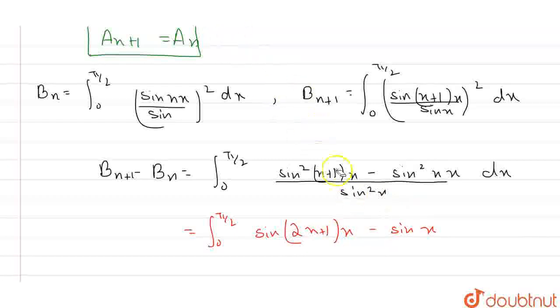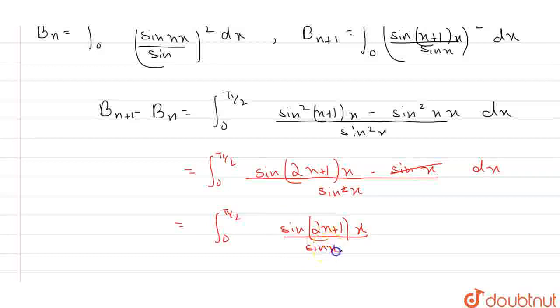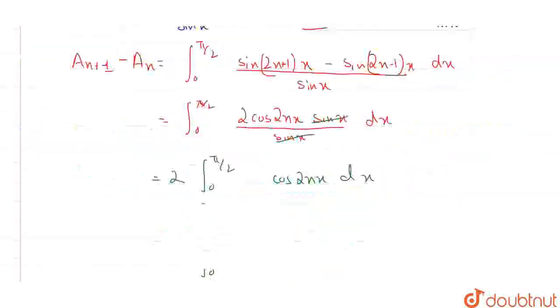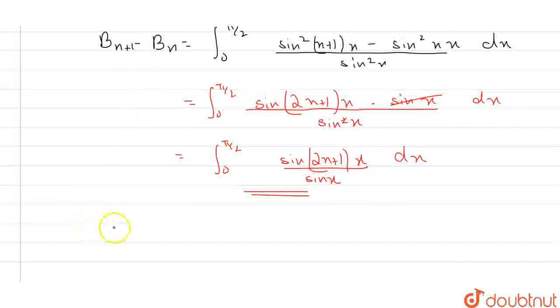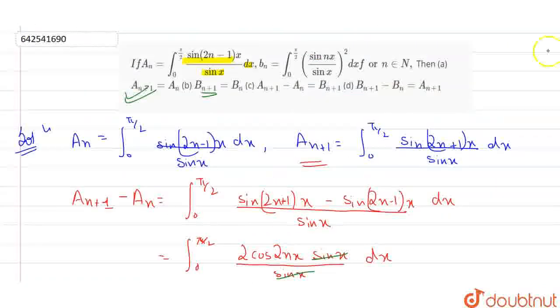It should be a product because we are reducing it to the formula (a plus b) times (a minus b). In the denominator we are left with sin square x, so one sin x cancels out, and we are left with the integration from 0 to pi by 2 of sin((2n plus 1)x) divided by sin x dx. If I go to the question, I can see that this term is an plus 1. So bn plus 1 minus bn is an plus 1. This is the relation we have right now, so the correct relation is option D.